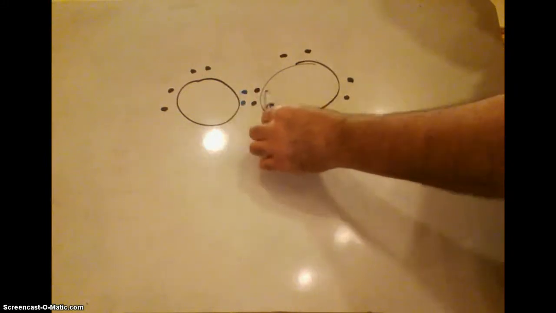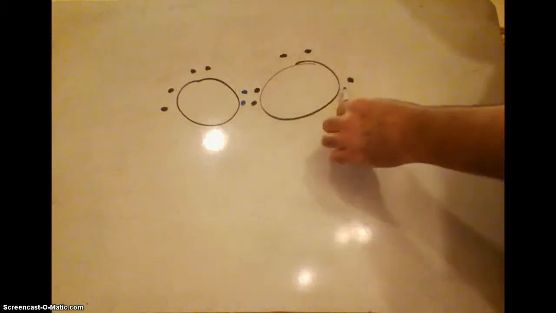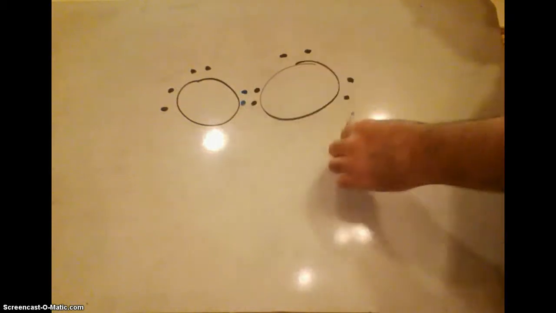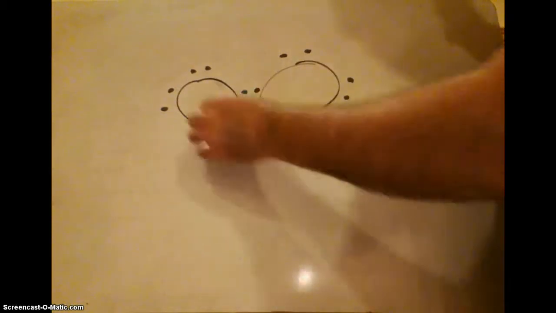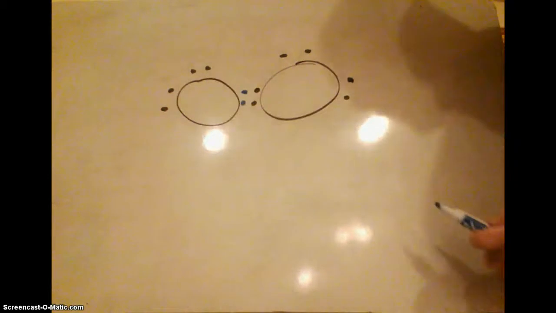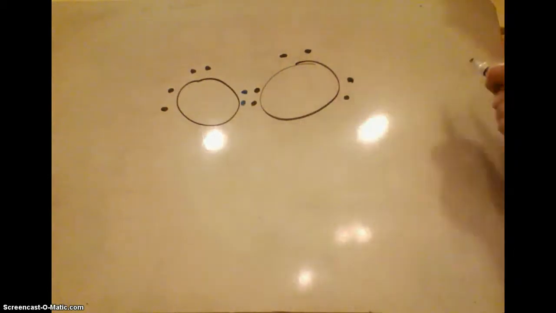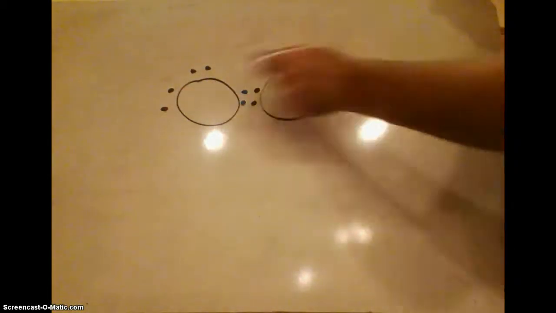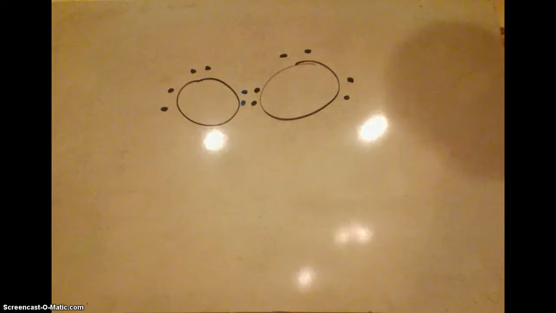And so I count, here's 4, plus 2 here, plus 2 here. That's 8 around this atom. 4 here, plus 2 here, plus 2 here. That's 8 around that atom, and I'm good. I have 8 around both, and I've completed my octet.